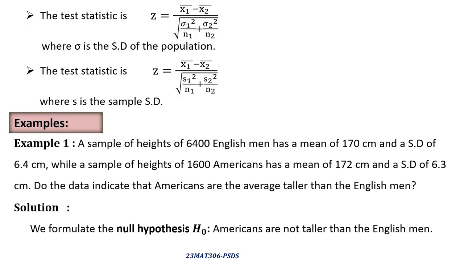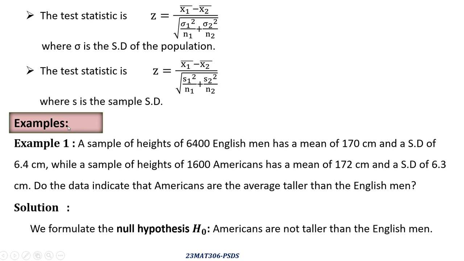The formula for the test statistic is x1 bar minus x2 bar divided by the square root of sigma 1 square by n1 plus sigma 2 square by n2. This is for population standard deviations. If it is a sample standard deviation, only this notation changes.